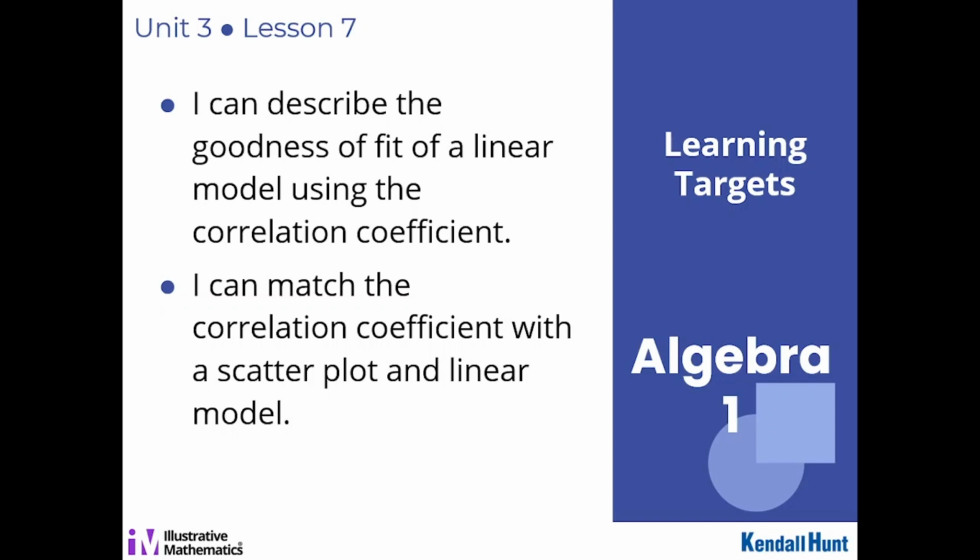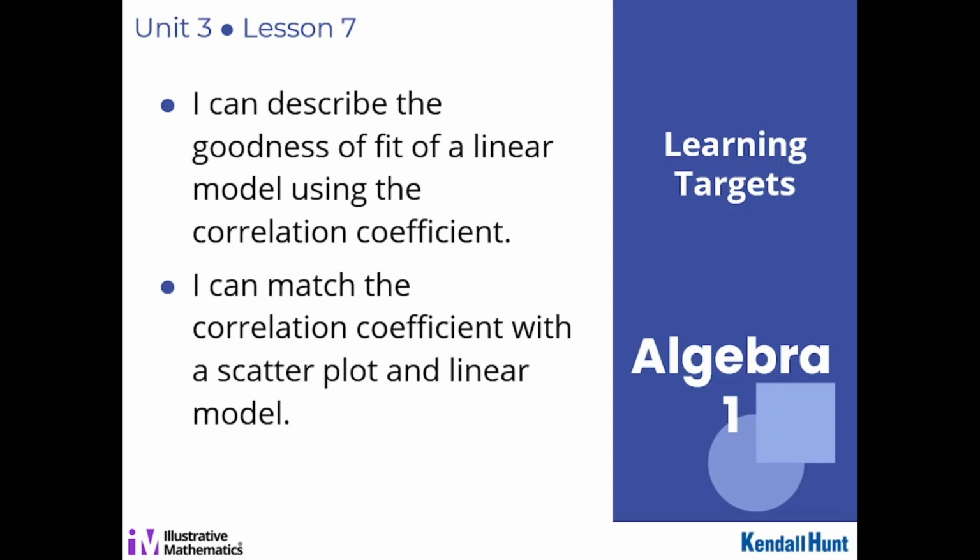The first learning target says I can describe the goodness of fit of a linear model using the correlation coefficient. So this is going to be a number, and based on what that number is, it's going to tell us how well the scatter plot data that we have actually fits the linear model that we're trying to use.